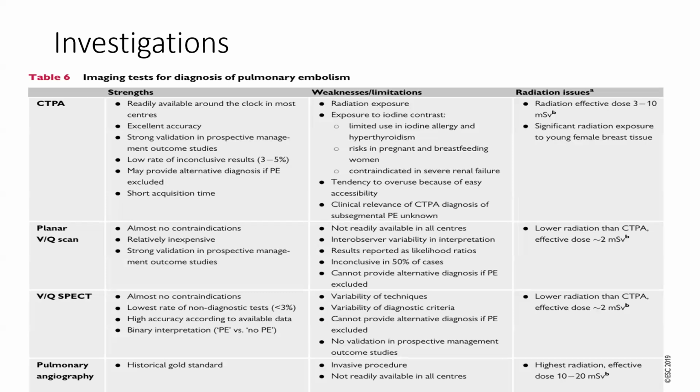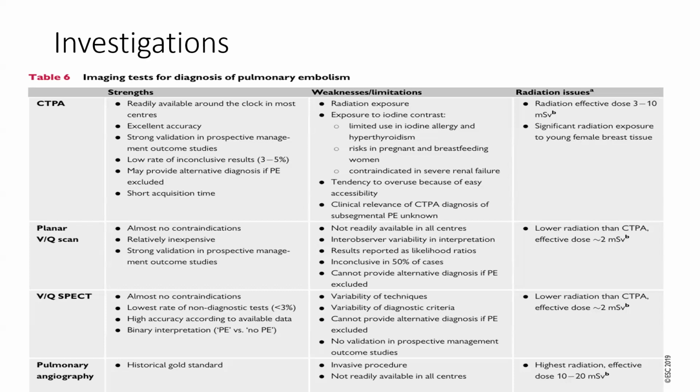So the next investigations that we can plan are the CTPA, planar VQ scan, VQ SPECT, and pulmonary angiography. CTPA is readily available round the clock in most centers. It has excellent accuracy, strong validation in prospective management outcome studies, and a low rate of inconclusive results. It may provide an alternative diagnosis if PE is excluded.